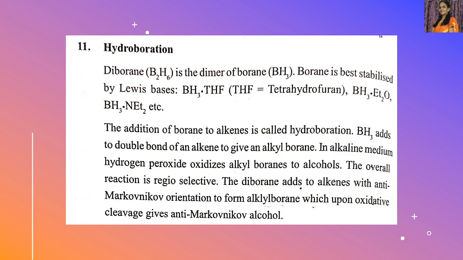Okay. So the diborane adds to alkenes with anti-Markovnikov orientation to form alkyl borane, which upon oxidative cleavage gives anti-Markovnikov alcohol. So here the addition of borane or diborane to alkene is in anti-Markovnikov orientation. We have already discussed what is meant by anti-Markovnikov effect, or peroxide effect, or Kharash effect. Diborane is B2H6, which is a dimer of borane. Borane is BH3 and the dimer of BH3 is B2H6, that is diborane.